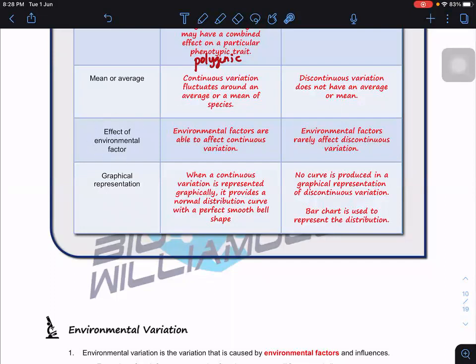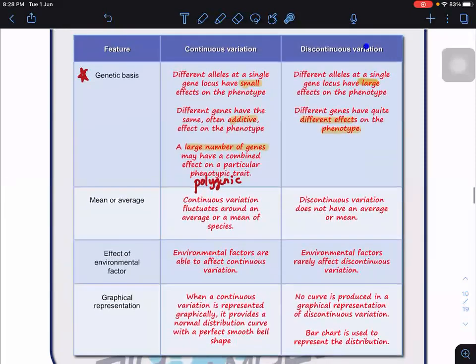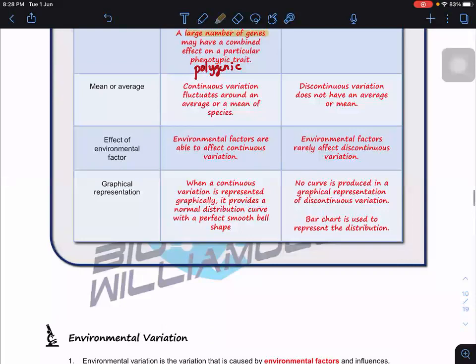As for environmental factors, be careful when you use the words here. Environmental factors for continuous variations: yes, environmental factors can change our variations. For example, skin pigmentation, body height. Again, the surroundings can have very huge effects on the phenotypes. But for discontinuous variations, be careful, the word I use here is rarely. It does not mean cannot, but it's very, very rare for environmental factors to change our discontinuous variations.